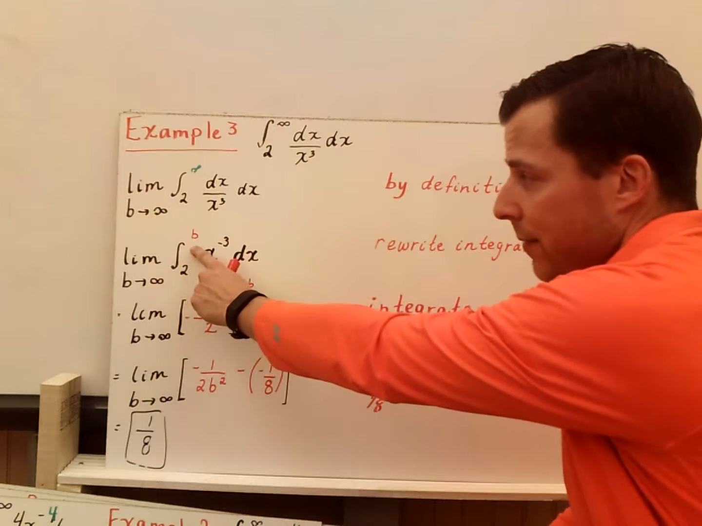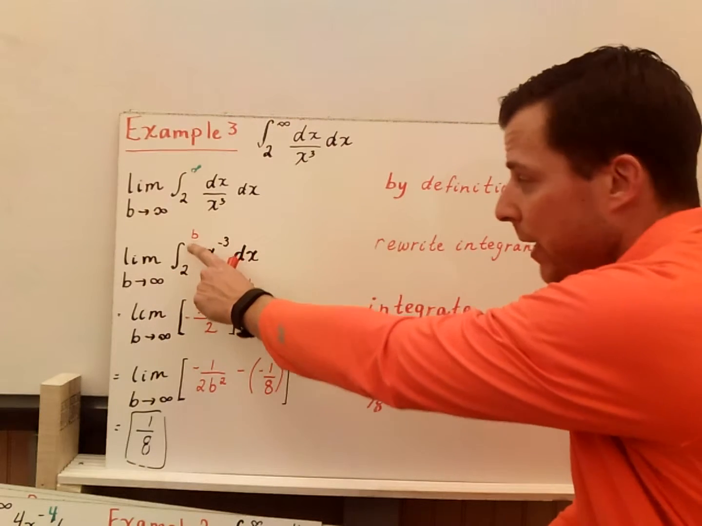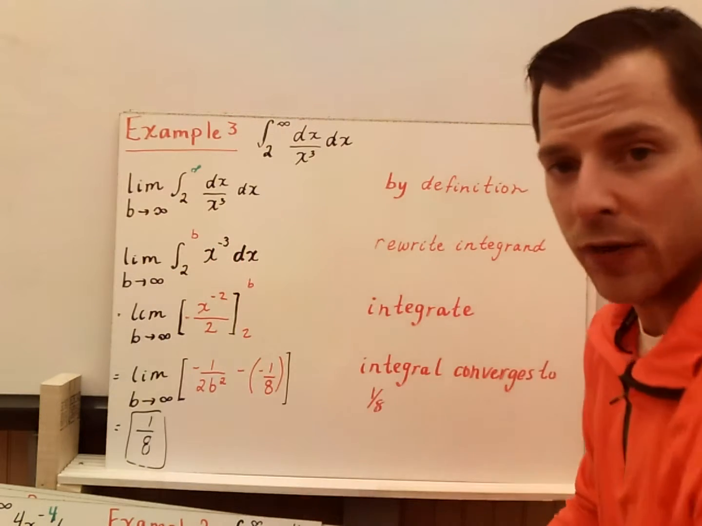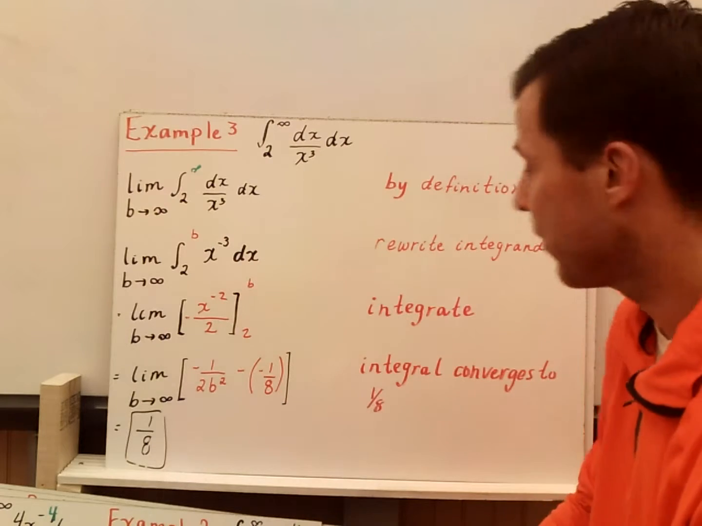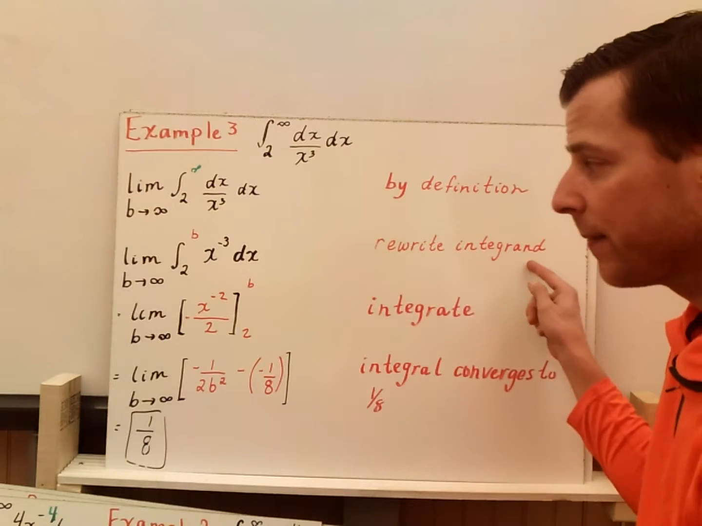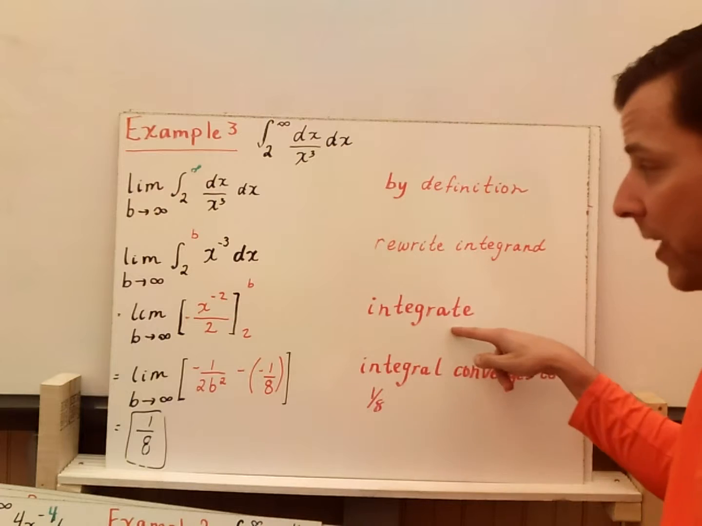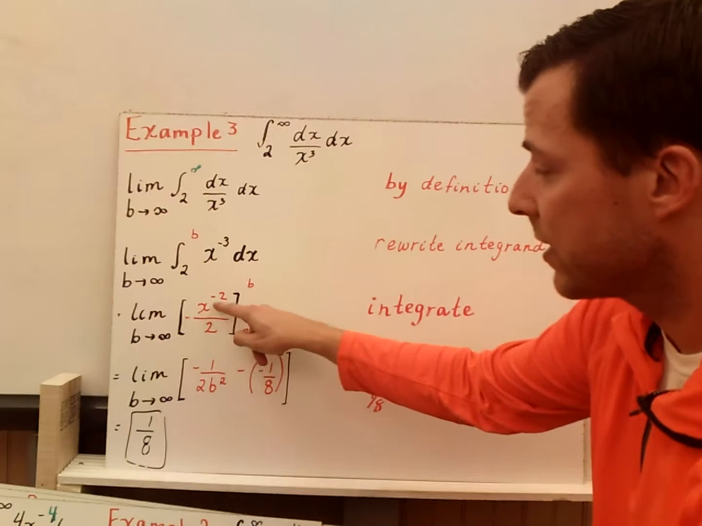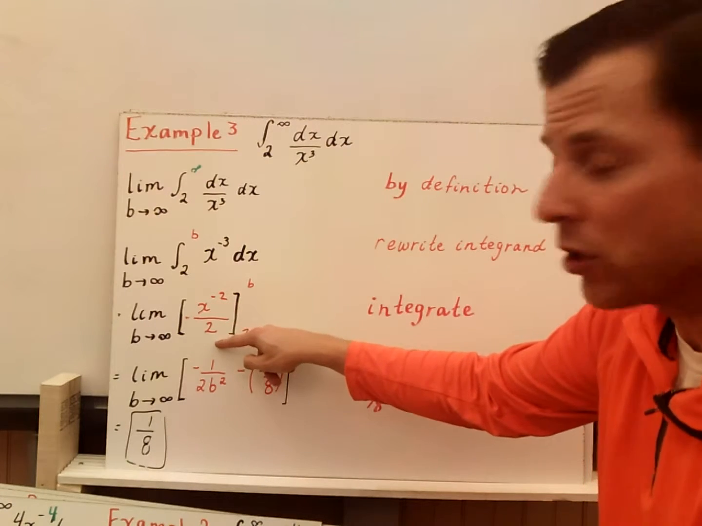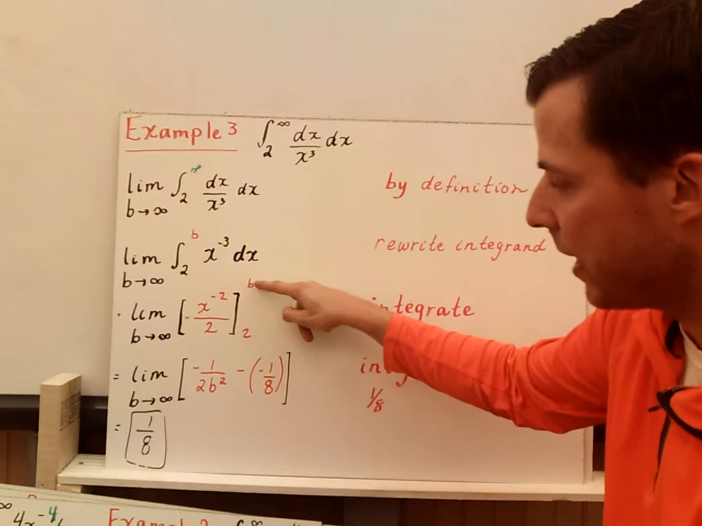We have the limit, same thing here. I made infinity go to b, and then I just rewrote 1 over x cubed as x to the negative third. So I rewrote the integrand. I take the integral now, integrate, and I get negative x to the negative 2 over 2, and I got to go from 2 to b.